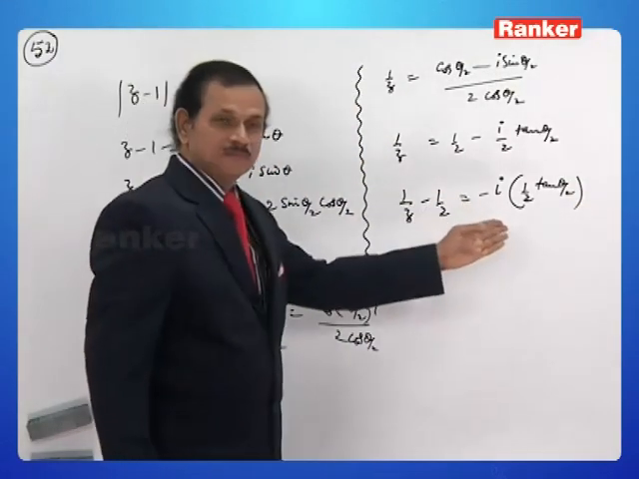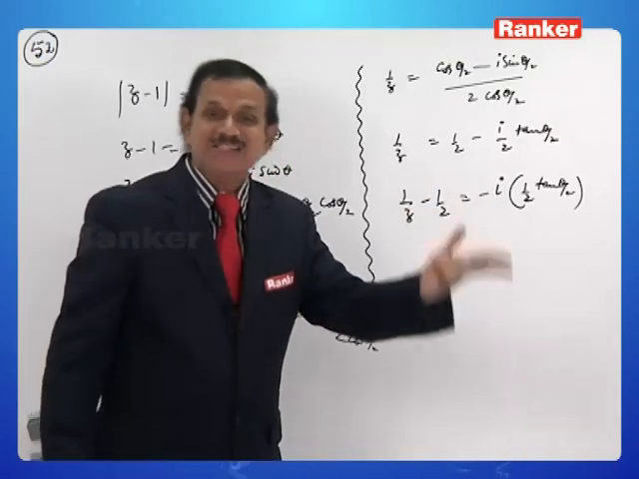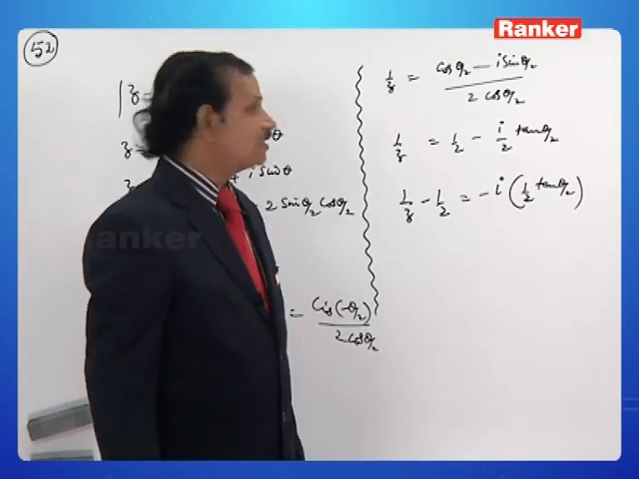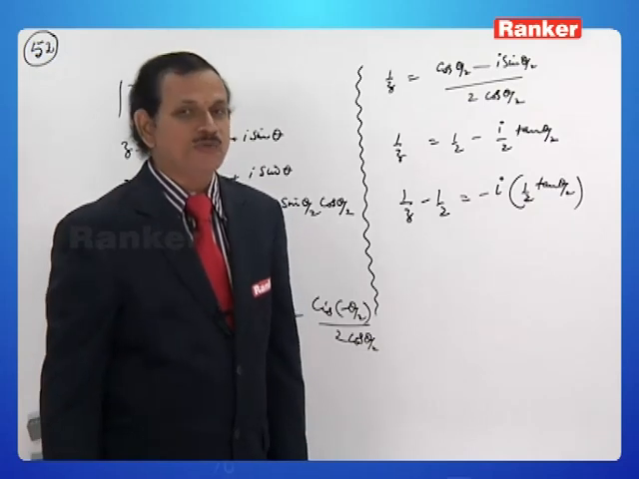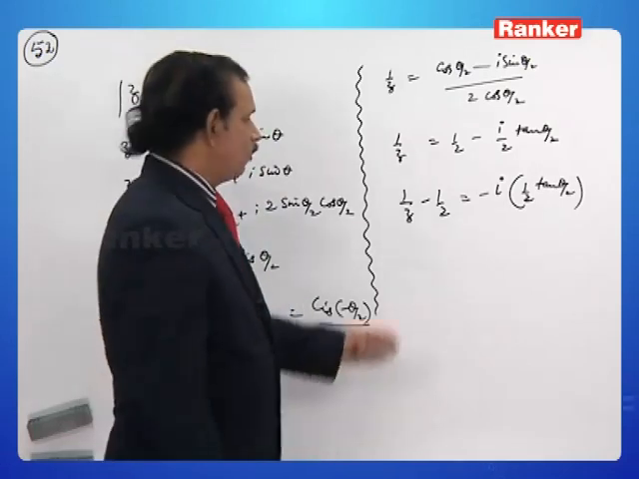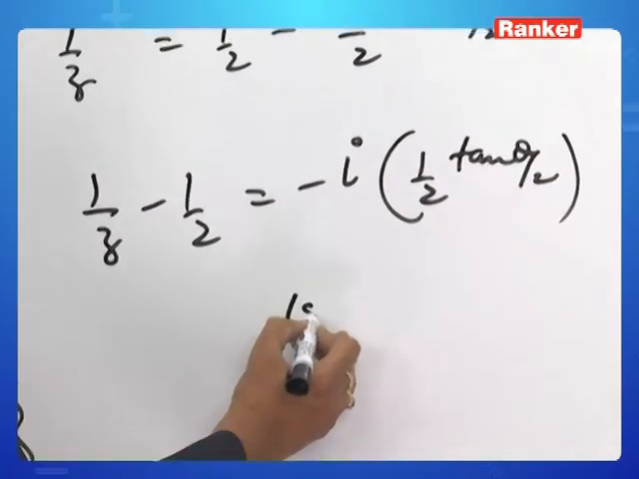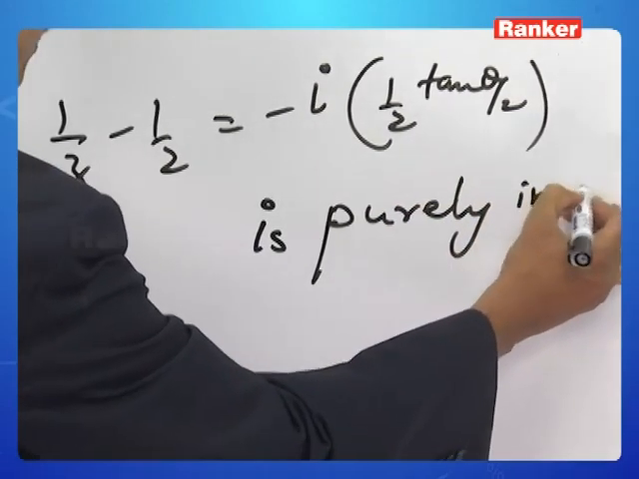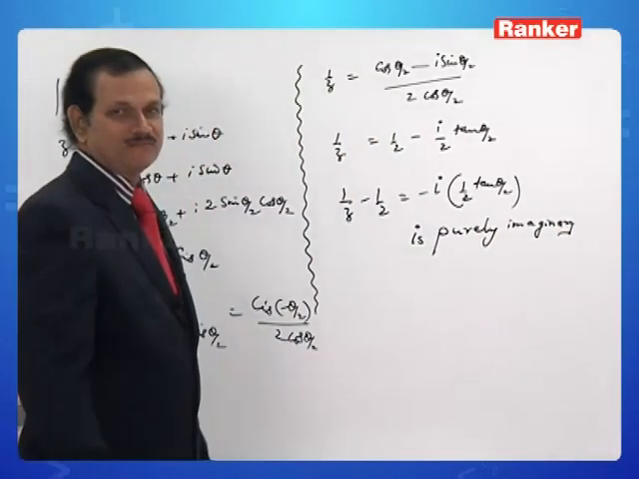What do you observe? 1/z − 1/2 is purely imaginary, isn't it? No question of a real part here. Of course, if you think of 1/z, there might be some real part. But we are speaking of 1/z − 1/2, not of 1/z. Therefore, 1/z − 1/2 is equal to −i times half tan(θ/2), which is purely imaginary.